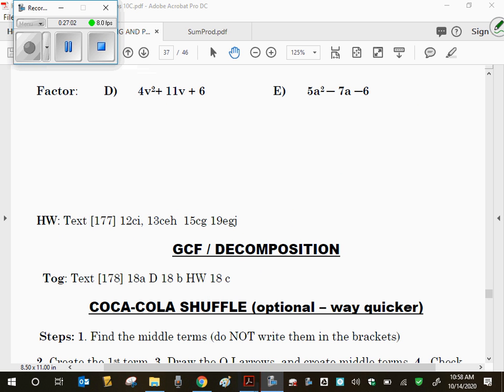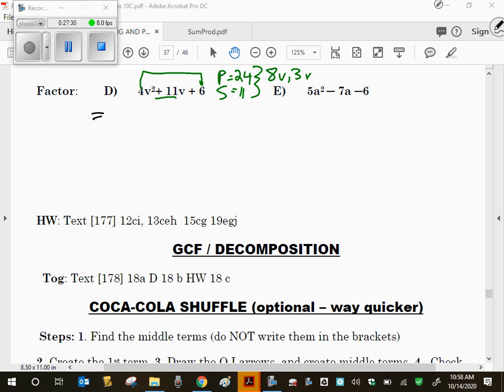All right, let's check the first one to make sure you're on the right track. The product is 4 times 6. You need 2 numbers that multiply to 24 and add to 11. The numbers are what? Somebody? Close. 8 and 3, so 8v and 3v. Those are the middle terms.